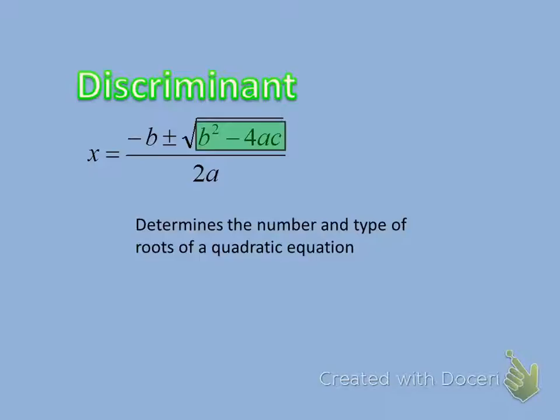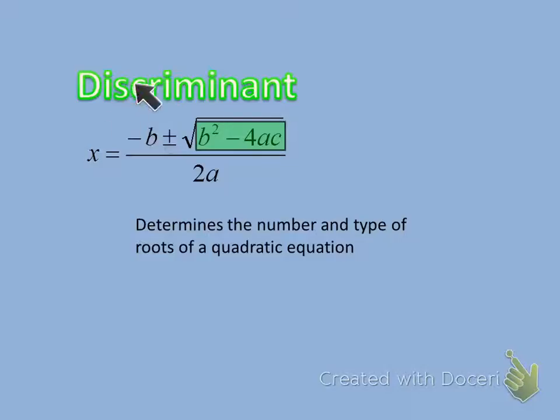Now the part that won't be given to you is this part. That's called the discriminant. Part of the quadratic formula is known as the discriminant. It's the b squared minus 4ac, not the square root though. Keep that in mind. It is just the b squared minus 4ac, excluding the square root itself.